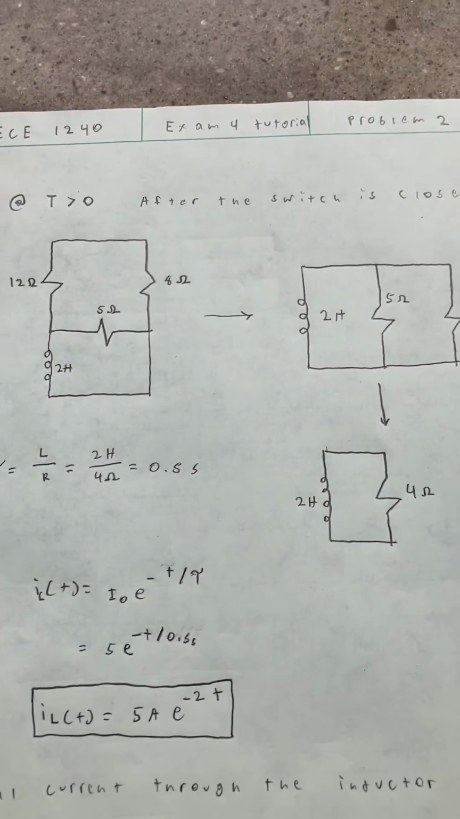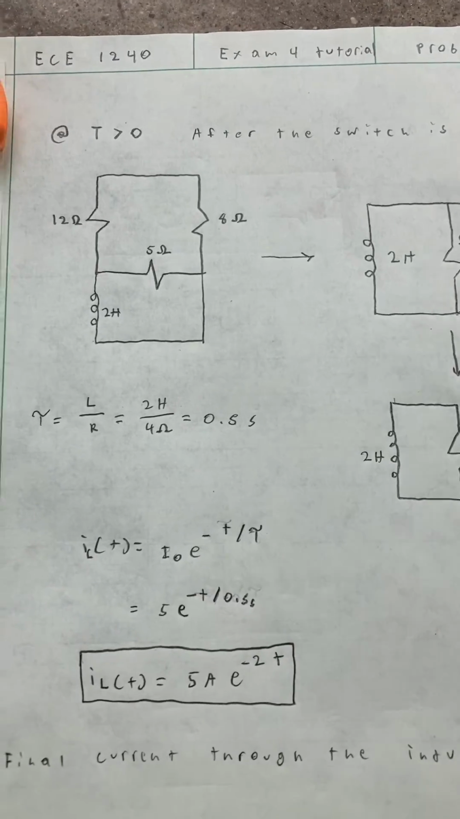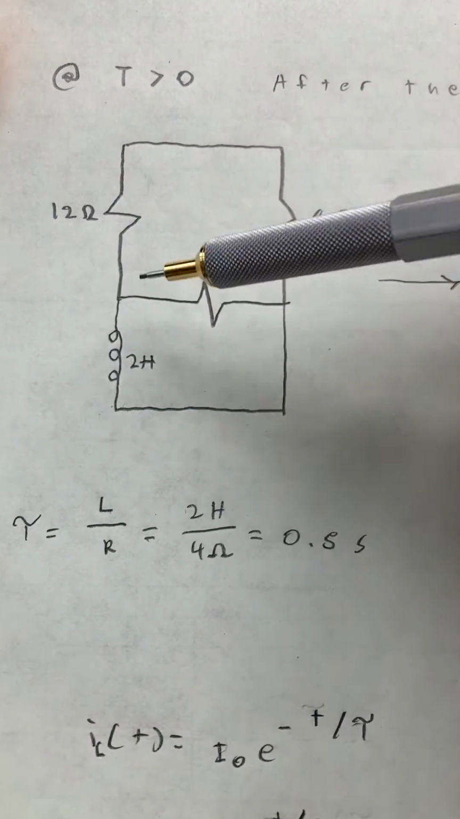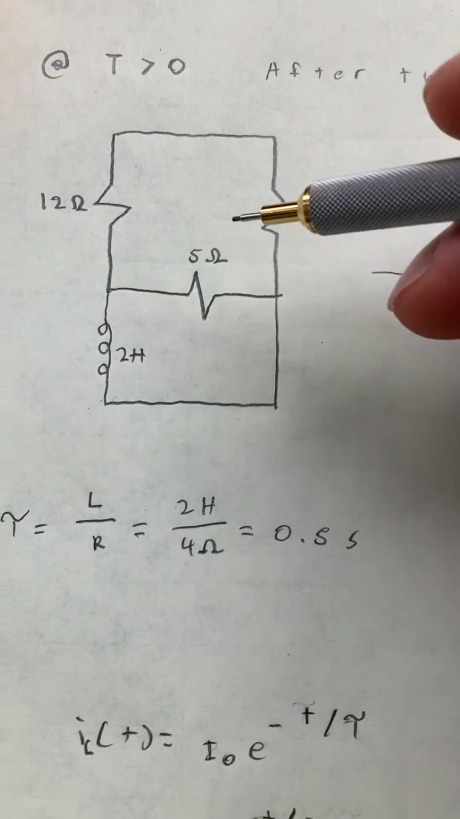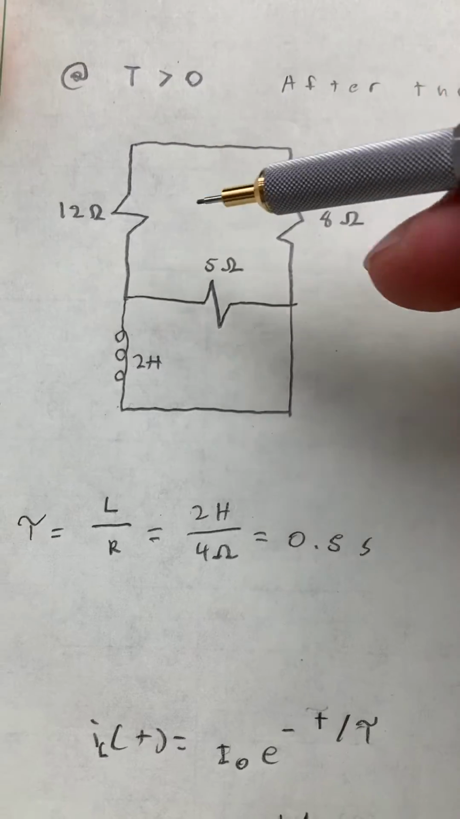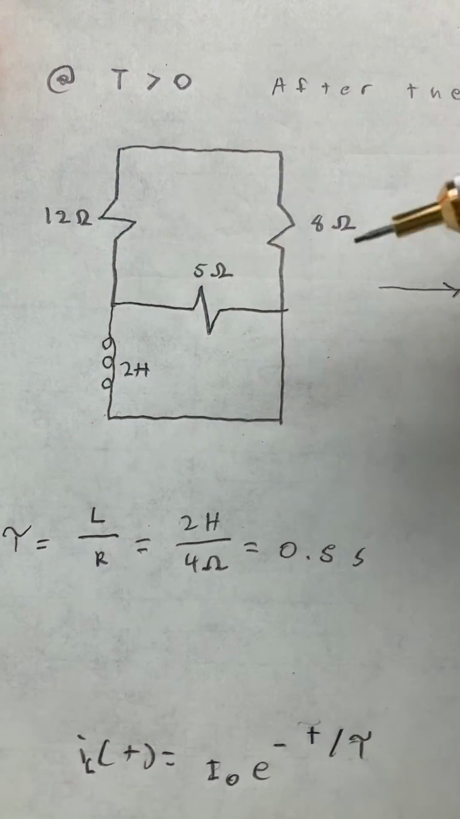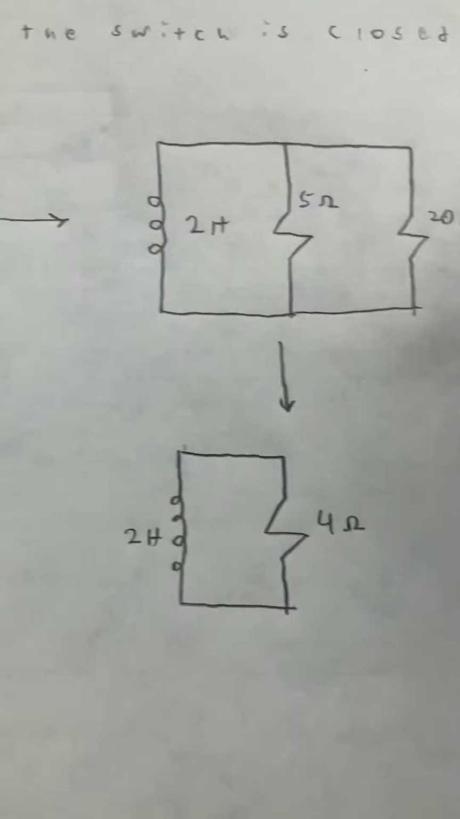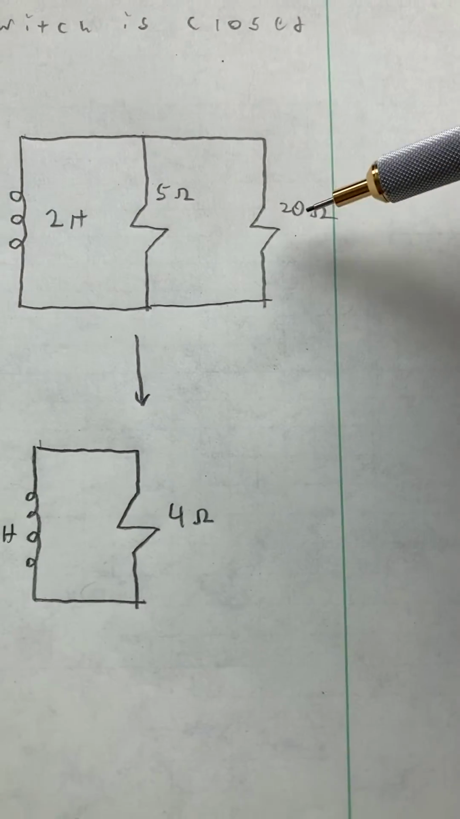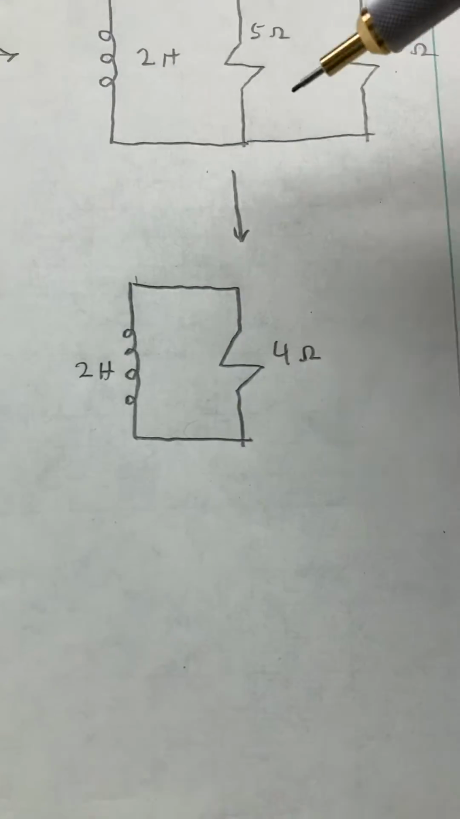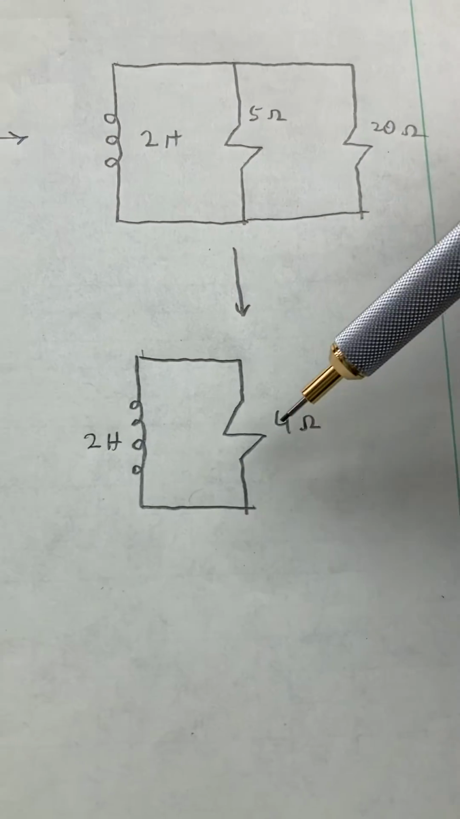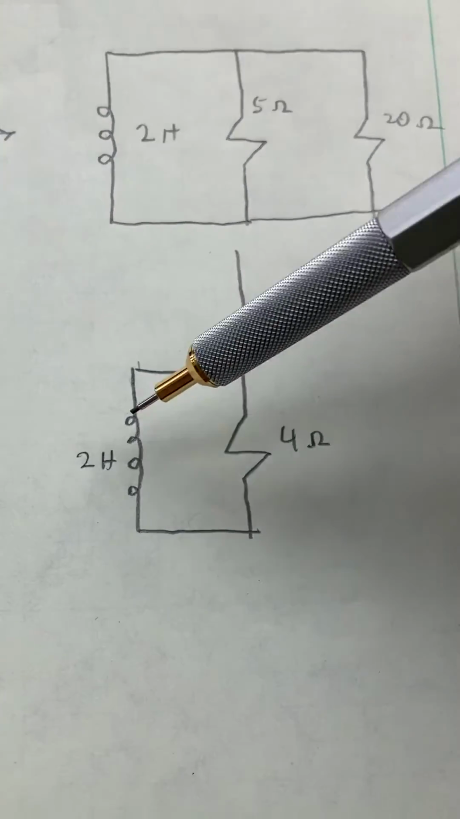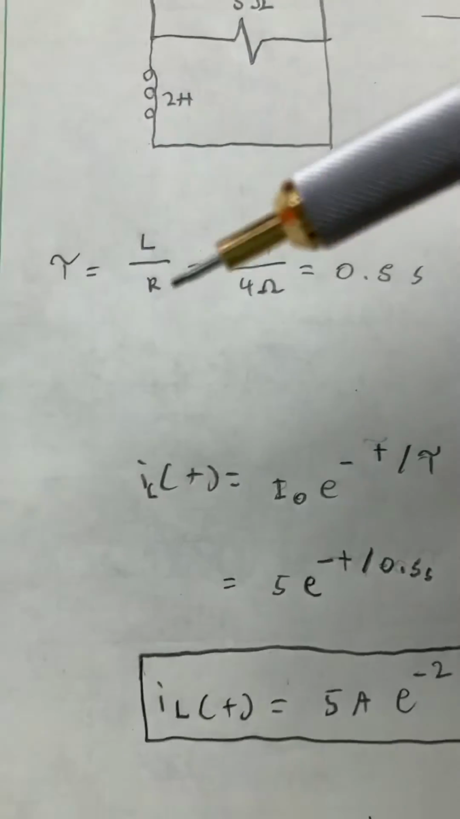Then we can redraw the circuit at t greater than 0, which would just look something like this, where the current source is no longer a part of the circuit. And since we have these three resistors here, we can find the equivalent resistance, which I did. You can take the 12 ohm and the 8 ohm resistor in parallel, which gives you a 5 ohm resistor in parallel with a 20 ohm resistor. And then you can take those two in parallel, which will give you a resistance value of just 4 ohms, which is our equivalent resistance value, in parallel with our 2 Henry inductor.